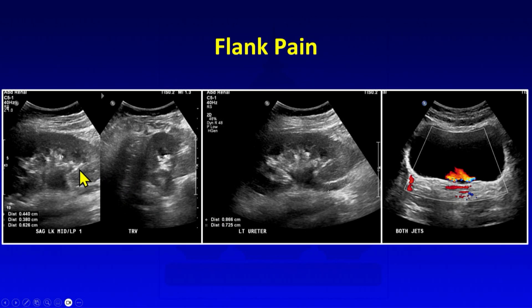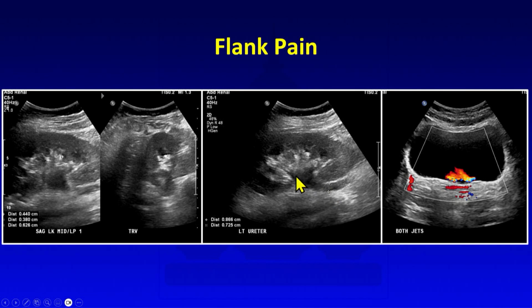And we can also see stones on ultrasound, obviously. And then you can see here that there's an echogenic focus in the kidney. And then in our usual protocol, we look for jets, and bilateral jets were present. But there is mild hydro. So are we done here? Should we do anything else?